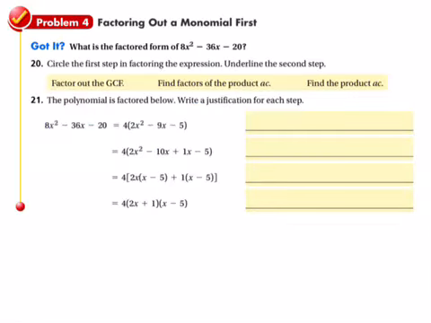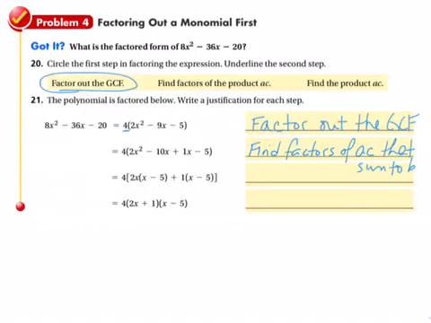In each of the previous trinomials, the terms did not in themselves have a greatest common factor, but occasionally it will happen where they will. In this example, 8x squared minus 36x minus 20 do have a common factor. So our first step is to factor the expression. So we need to factor out the greatest common factor of 8, 36, and 20. And as you see, that's 4.